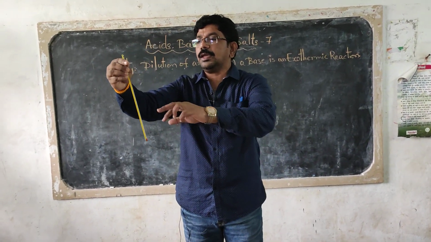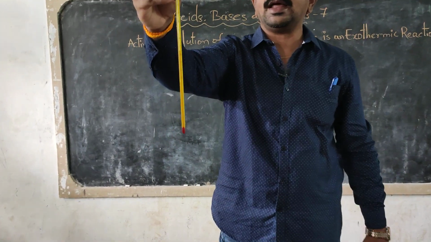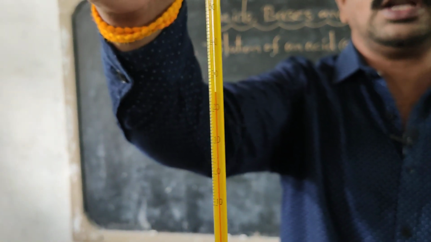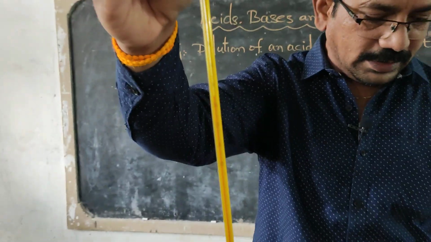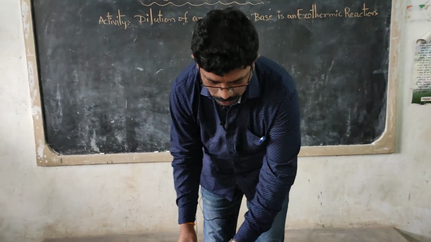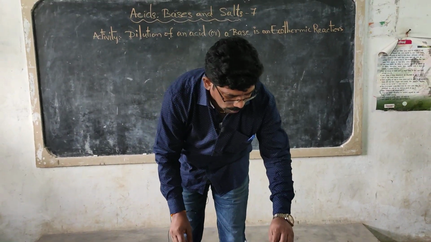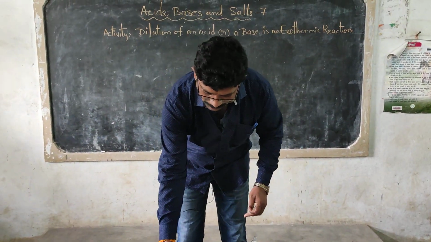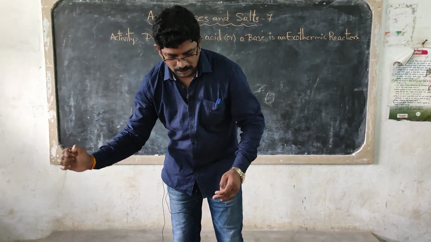See the initial temperature on the laboratory thermometer, children. Observe the red mark. It is 25 degrees centigrade. The initial temperature is 25 degrees centigrade. Now, what am I doing? I am going to prove that dilution of an acid is an exothermic reaction.